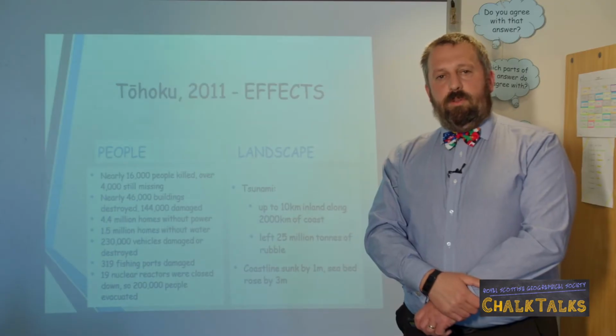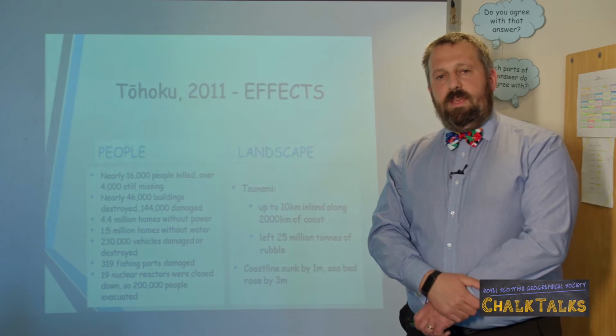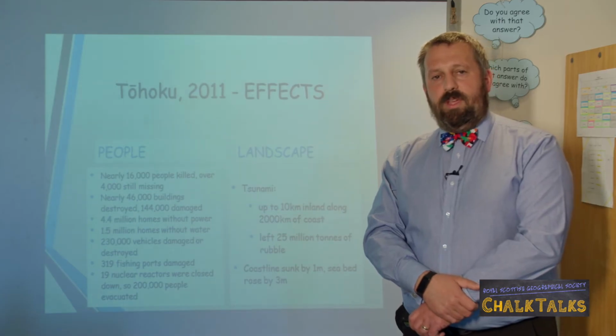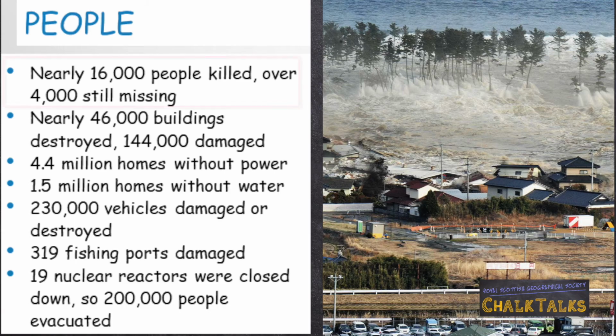In terms of the effects on people, obviously the main impact was that the earthquake triggered a tsunami. The tsunami killed nearly 16,000 people, and an additional 4,000 are still officially missing. Nearly 46,000 buildings were destroyed, and some 144,000 were damaged. Over 4 million homes were left without power, and 1.5 million homes were left without water as a result of damage to infrastructure.